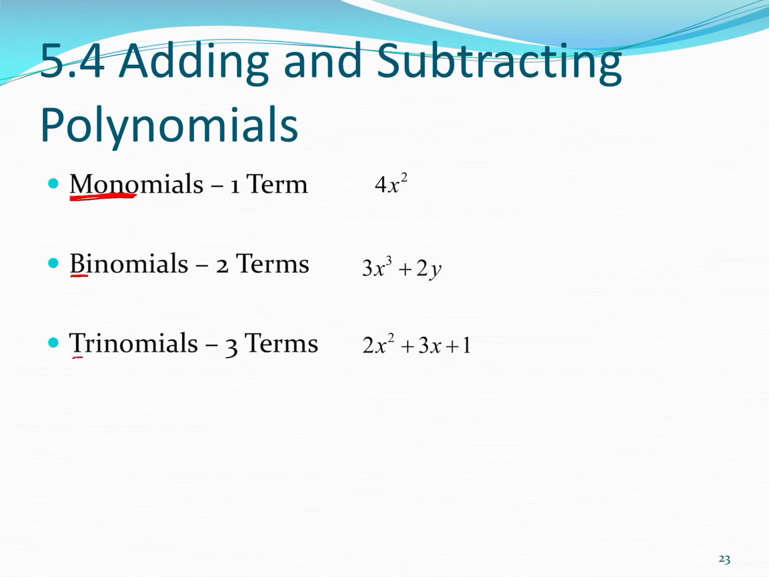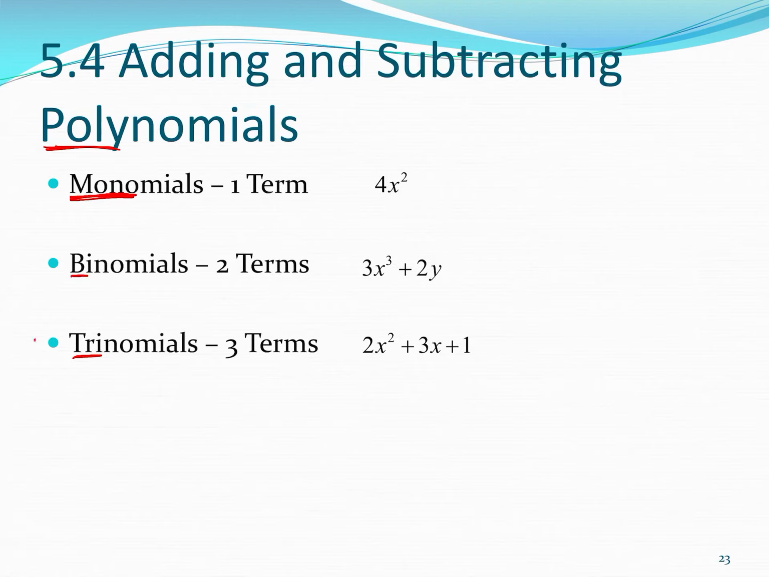If a polynomial has two terms, it is a binomial. Prefix bi means two. And so if it's a binomial, just like a bicycle has two tires or two wheels, same thing with a binomial. There are two terms. And then if it is a trinomial, then it has three terms. Again, the prefix tri means three. And so we have a trinomial.